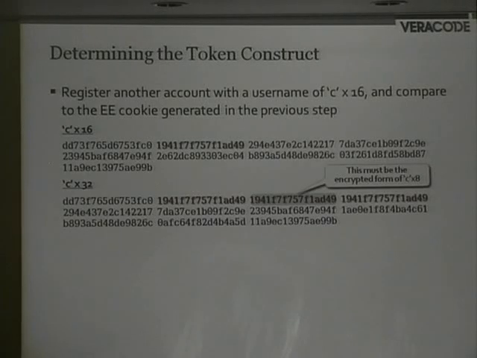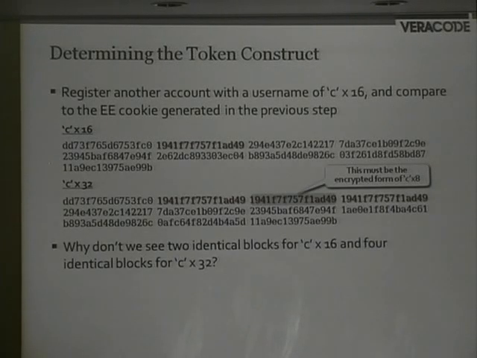Both of these cookies. Well, the question you ask then is, why don't I see 2 of those blocks for the top one? Because it's a 16-byte username. They're 8-byte blocks. I should see 2 of those. Similarly, for the one that has 32 Cs, I should see 4 of those.